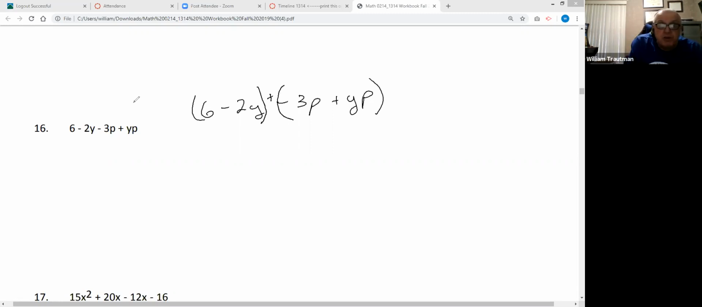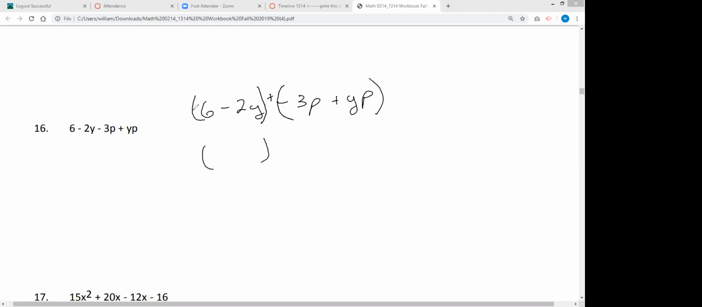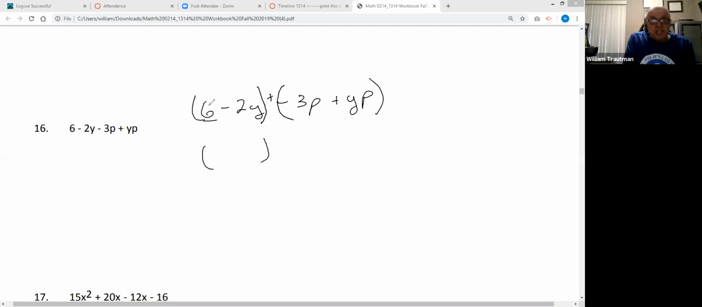Now we're going to factor out the GCF. And if you look, what is the GCF for the first parentheses? What divides out? 2. The largest number that divides into 6 and 2 is 2. So if I divide both of these by 2, 6 divided by 2 is 3. And 2 divided by 2 is a negative 1y. But we don't write 1 when we write the y's if the y is there. So we just write negative y.